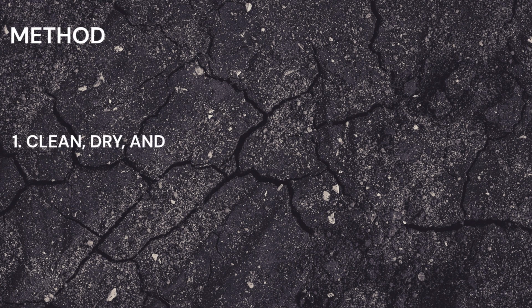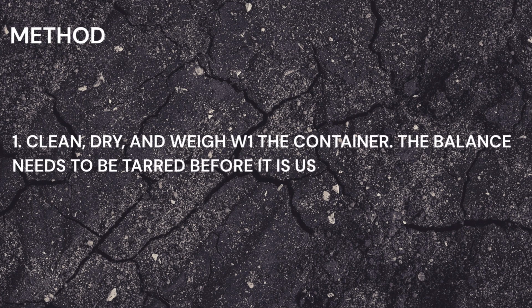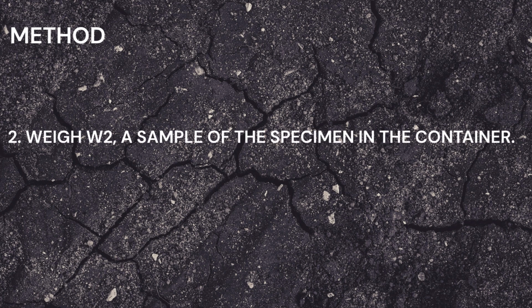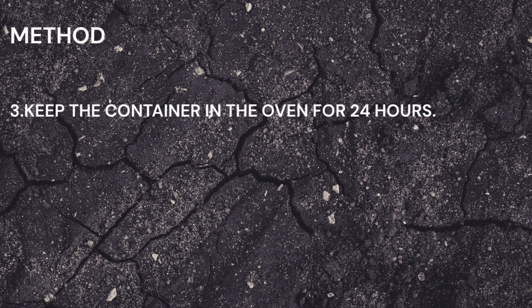1. Clean, dry, and weigh the container. The balance needs to be tared before it is used to measure the weight. 2. Weigh W2, a sample of the specimen in the container. 3. Keep the container in the oven for 24 hours.